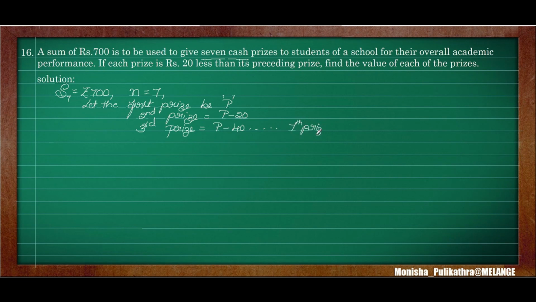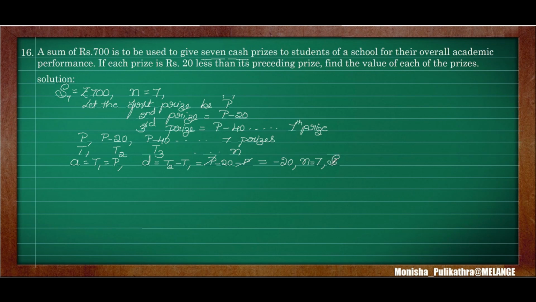Okay, we need to find out the amount of cash in each prize. By this we can understand that it is in AP form, that is first is P, next is P minus 20, next is P minus 40, up to 7 prizes. So here this will be T1, T2, T3 up to Tn. So here a, the first term T1, is P, and the common difference is T2 minus T1, that is P minus 20 minus P. Here plus P minus P cancel each other, so the common difference is minus 20, and the number of prizes n is equal to 7.